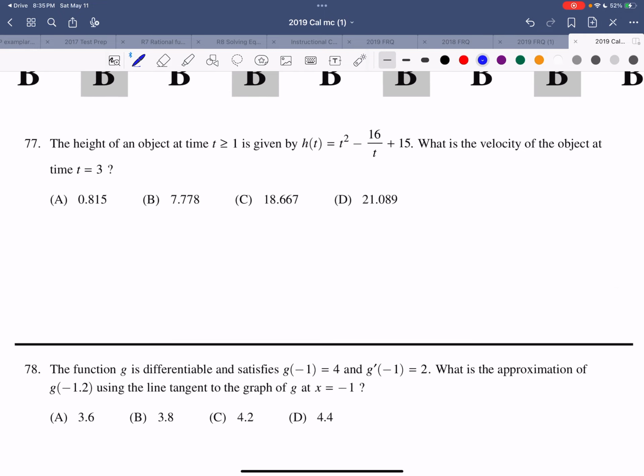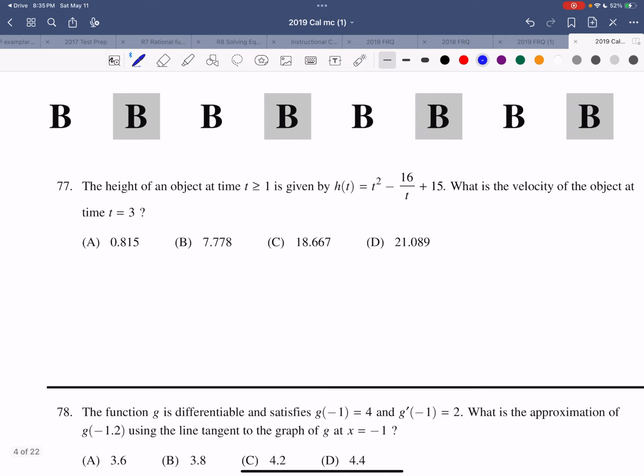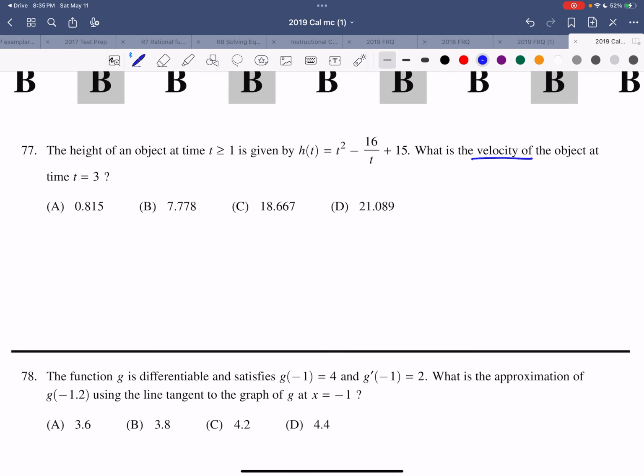Now question number 77. The height of the object, this one is this one. The question is what is the velocity of the object? So basically you're looking for the first derivative. I don't even have to do it by hand. This one is just calculator. So you just do menu 4 1 and you plug in 3. That's all you need to do. So you're going to get 70/9. If you click control enter, you're going to get approximately 7.778. So it's going to be B.